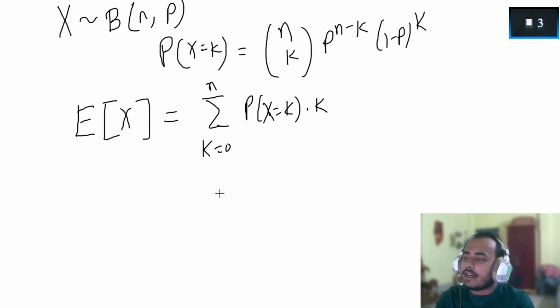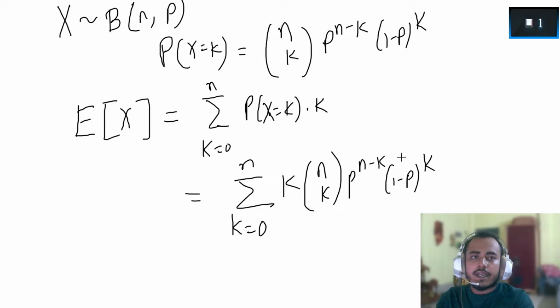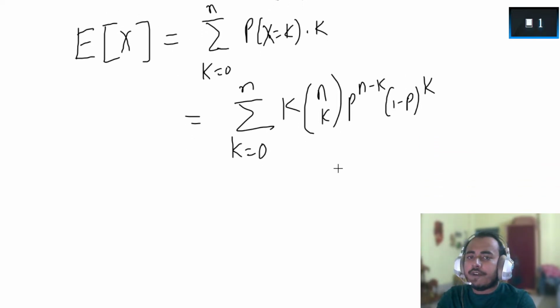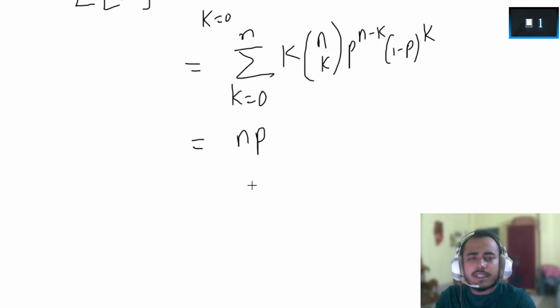So what is the summation again? The summation can be written in simplified terms as follows: k into n choose k into p to the power n minus k into 1 minus p whole to the power k. This is your summation. And if you were to evaluate this summation, you would simply get n into p. So this is basically the expected value of a binomial distribution, and you can also find out the variance using the same techniques.